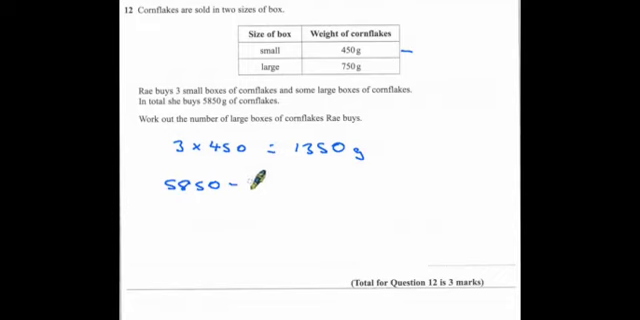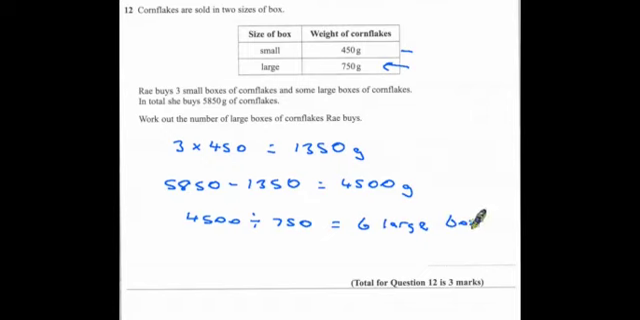Now we know that the total weight of cornflakes that she buys is 5,850. If we take away 1,350, that's the small boxes, we then have the weight of the total of the large boxes, which is 4,500 grams. So if the large boxes altogether weigh 4,500 grams, if we take that and we divide that by 750 grams, that will tell us how many large boxes Ray has bought, and the answer is 6 large boxes.